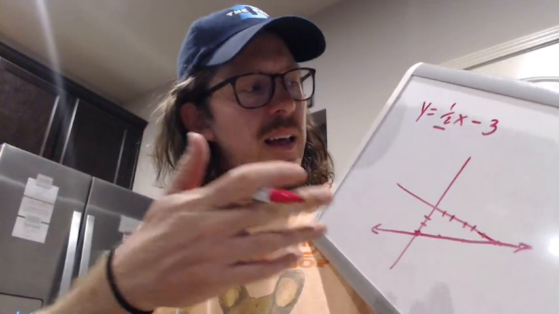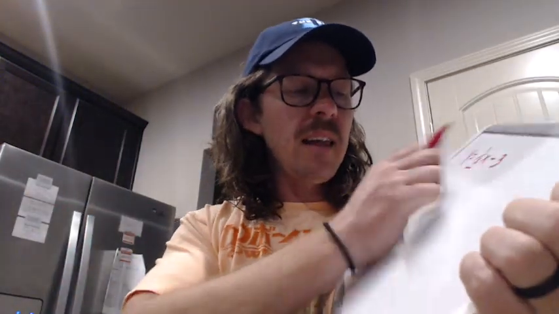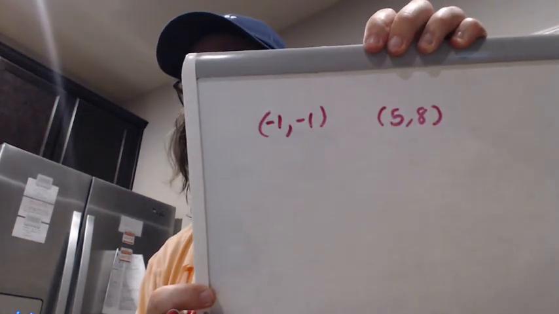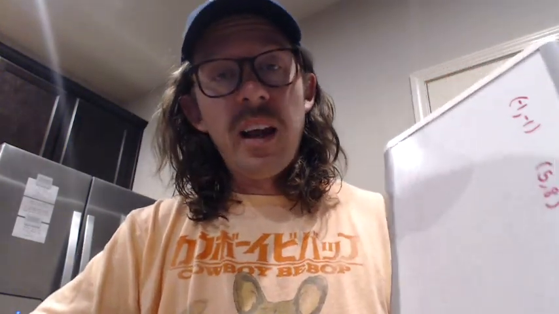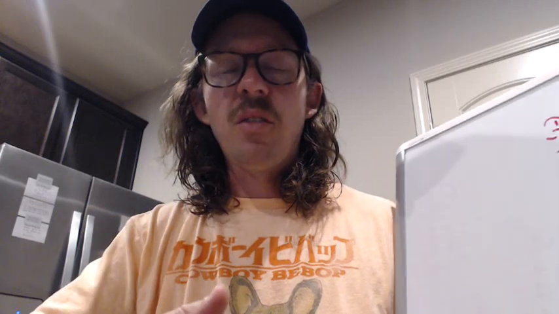So basically, if you ever had 2 points, 2 points determine a line. Let's say I had a point -1, -1, and something like 5, 8. See those 2 points? Well, if they were on a line, you could find the slope, that constant rate of change. And all you have to do is find the change in the y over the change in the x. That's the slope formula.